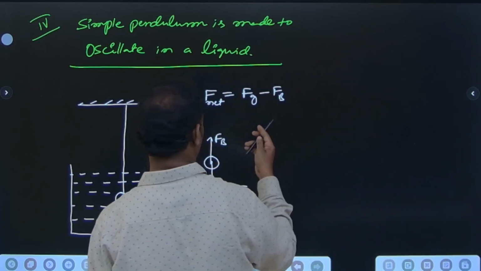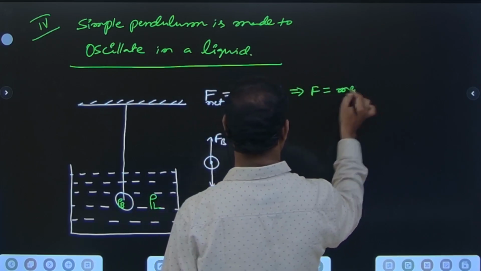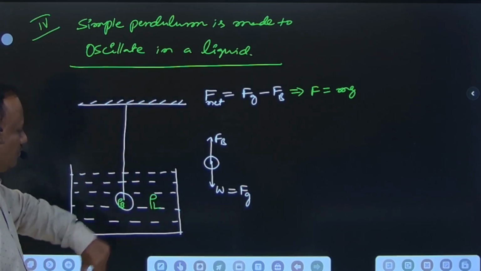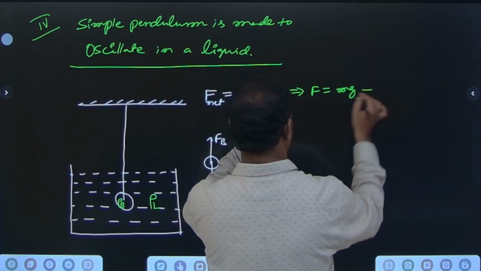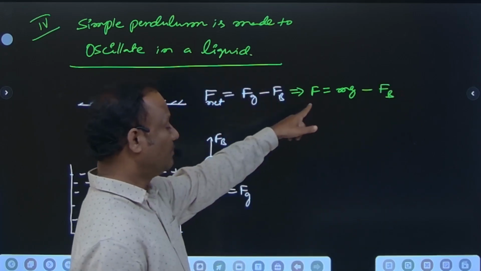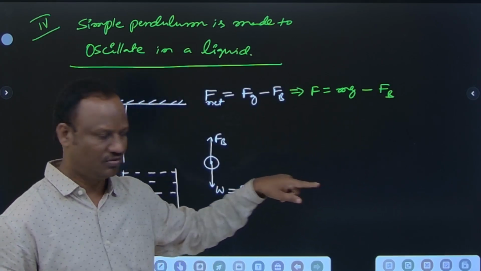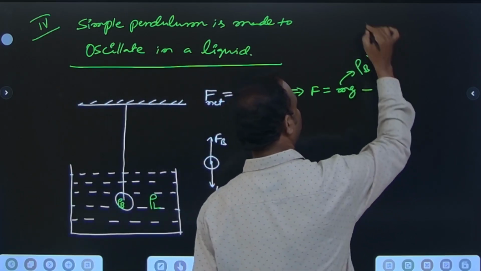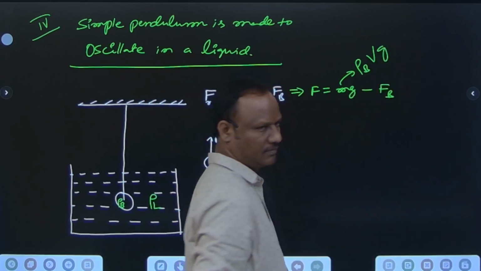From this, F is equal to mg, the force due to gravity, which is directed downwards. So it's mg minus the force of buoyancy. Here, mg is the weight of the body. So what is the mass? Mass is equal to the density of the body times the volume, times g, correct?